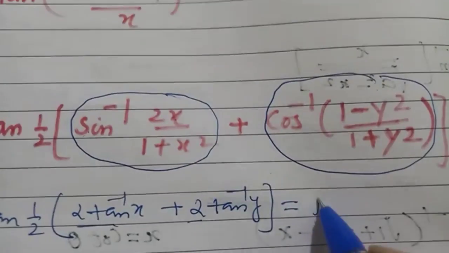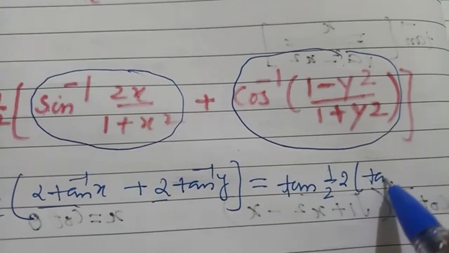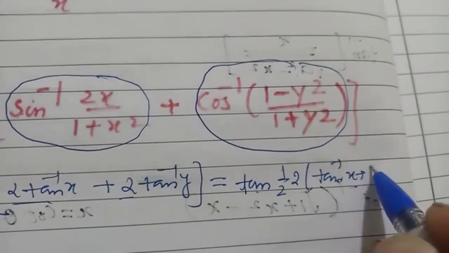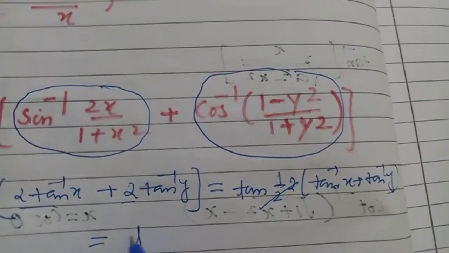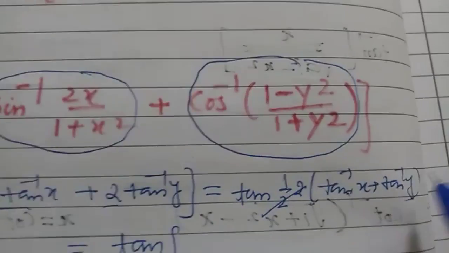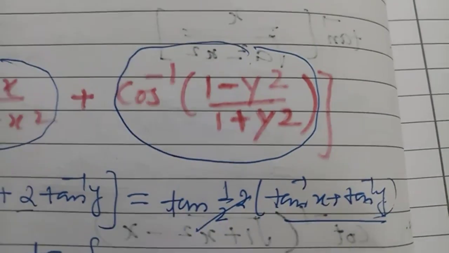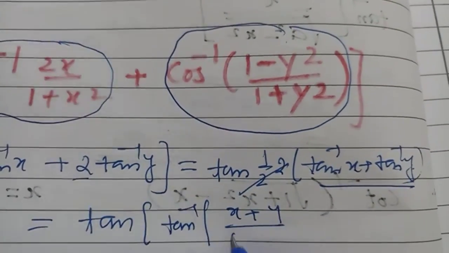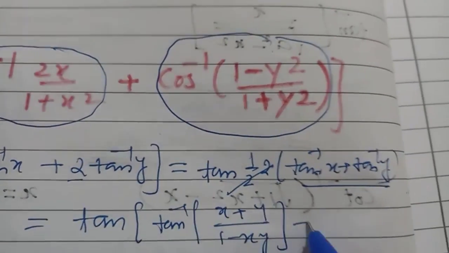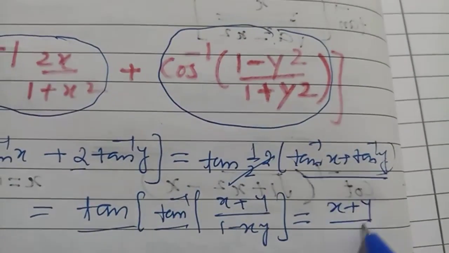I took 2 common here. So what does it become? It is tan half, 2 common. It is tan inverse x plus tan inverse y. 2 got cancelled. So what is it? Tan. Now these two results can be combined. Tan inverse x plus tan inverse y is tan inverse of x plus y over 1 minus xy. Tan cancels this tan inverse, and the answer is a very simple one: x plus y over 1 minus xy.